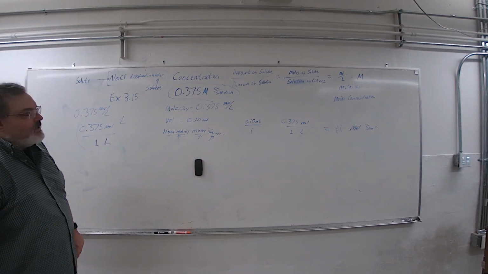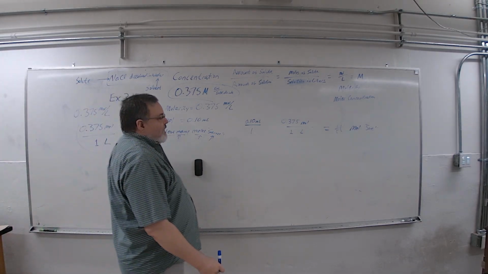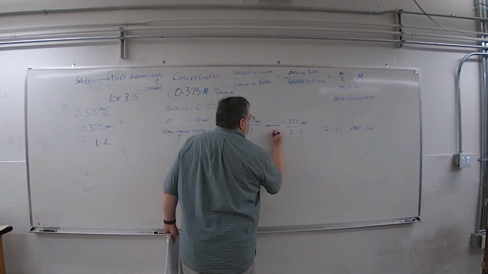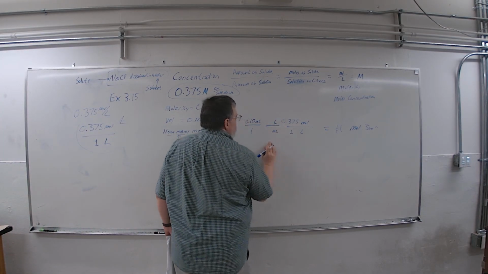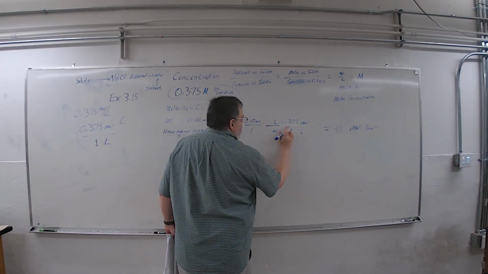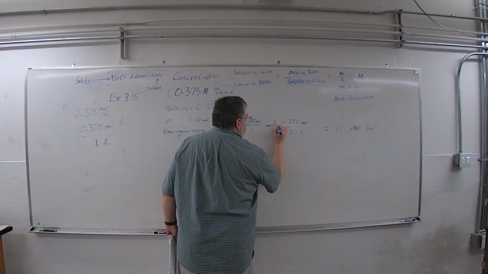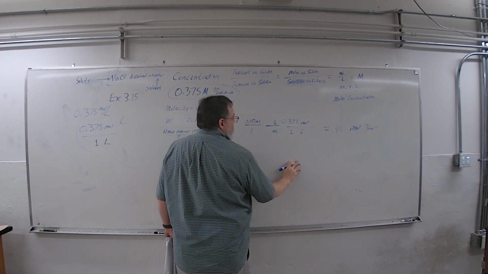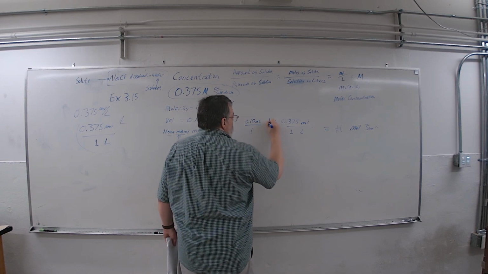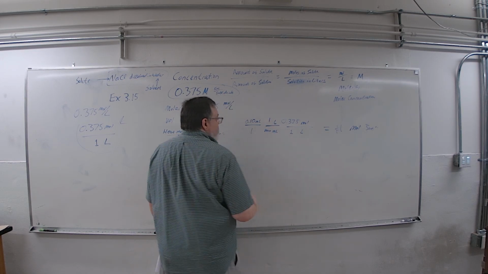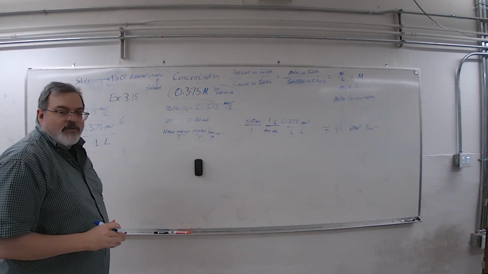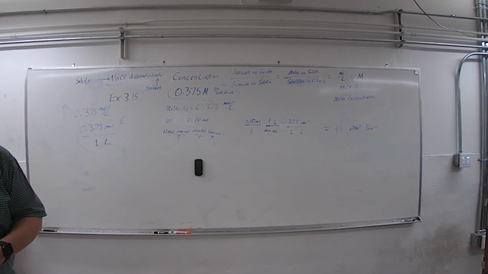My only problem is I need the conversion factor from milliliters to liters. So I'll put milliliters here, liters here. So now milliliters cancels, liters cancel, and I end in moles, which is what I've been asked for. 1 liter is 1,000 milliliters. That will calculate to the moles of sucrose.